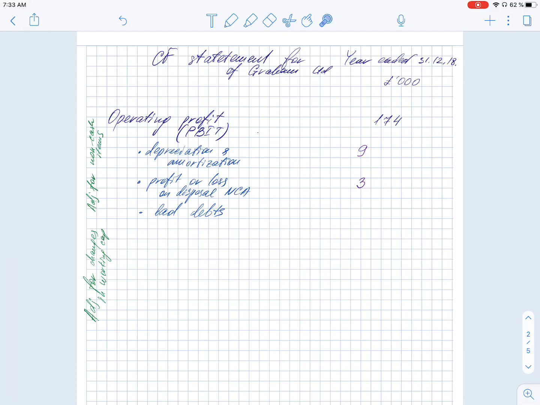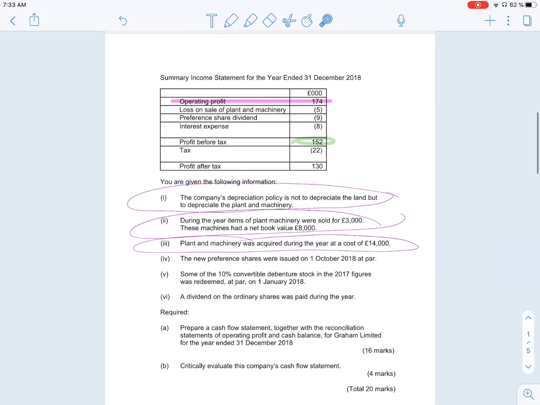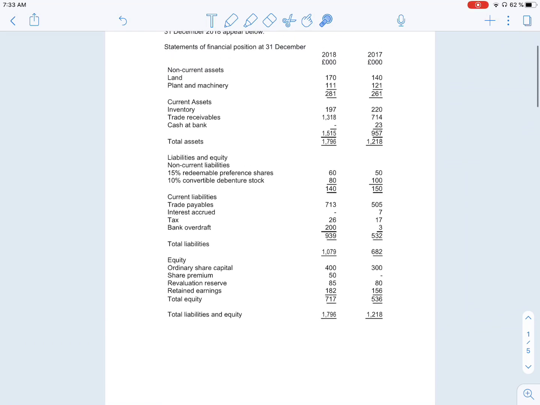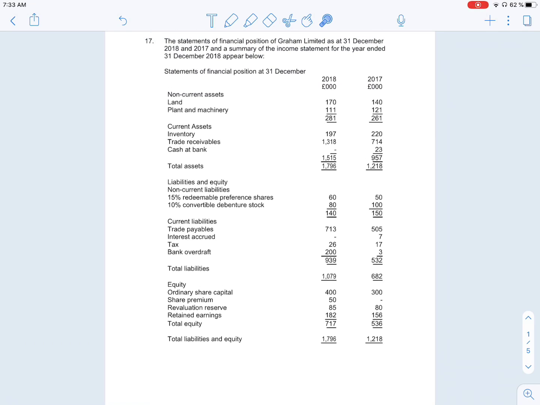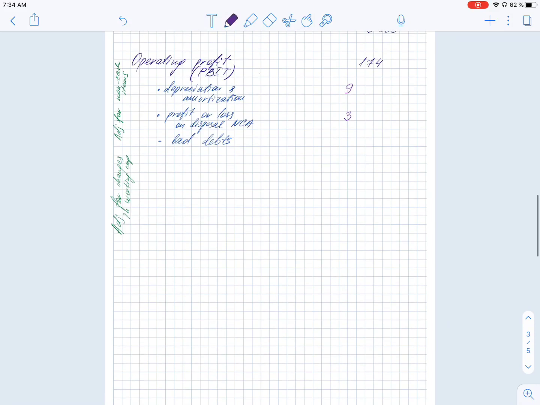And the last line here is bad debts, something associated with bad debts. And if we read through the additional information and have a look at the balance sheet, we wouldn't find any lines associated with that item. So we can assume no bad debts, no bad debt provision in that company. And we can just skip that line. I will leave it here as a blank space. And now we can move forward to the adjustments for changes in working capital.